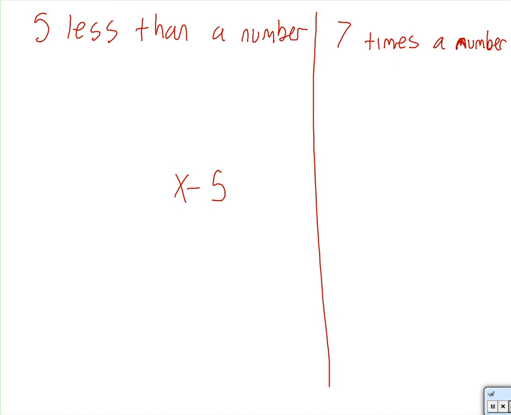All right. 7 times a number. The number can be represented by any letter. M. And I saw a lot of 7 times this number, or even this number times 7. In algebra, we can communicate multiplication by just putting 7 and then the letter right next to it. Just like if you put 7 next to parentheses, it means 7 times what's in the parentheses, even though there's no symbol to tell us to do that. So there we have 7 times a number.